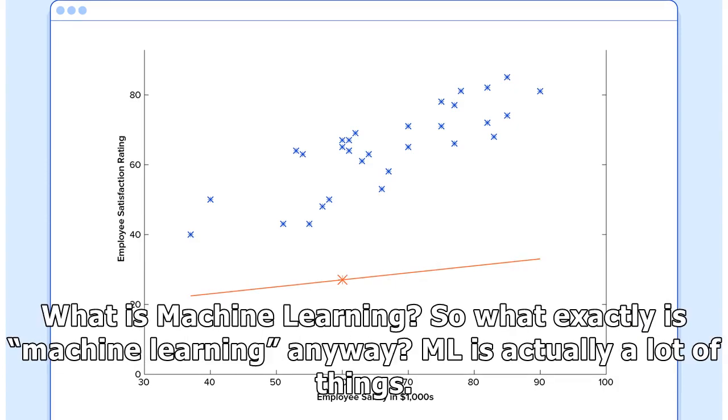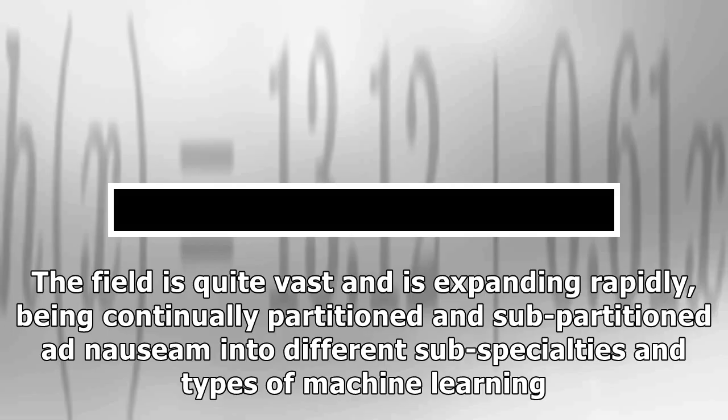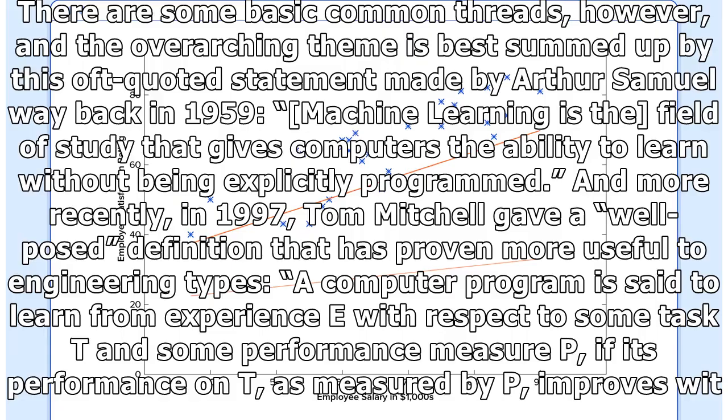What is machine learning? So what exactly is machine learning, anyway? ML is actually a lot of things. The field is quite vast and is expanding rapidly, being continually partitioned and sub-partitioned ad nauseum into different subspecialties and types of machine learning. There are some basic common threads, however, and the overarching theme is best summed up by this oft-quoted statement made by Arthur Samuel way back in 1959, "Machine learning is the field of study that gives computers the ability to learn without being explicitly programmed."